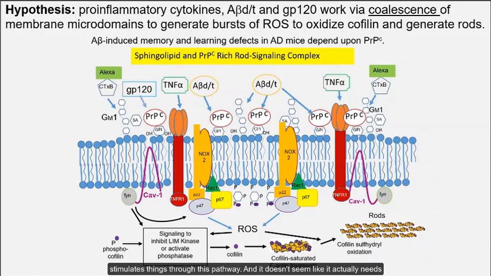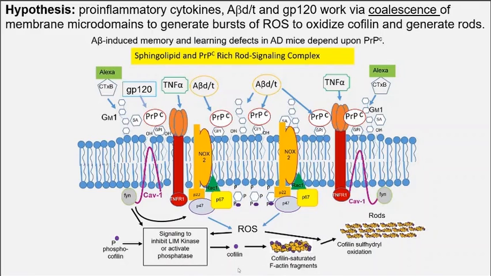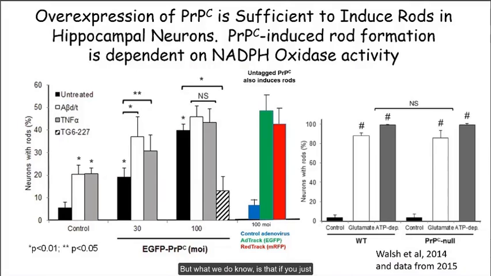And it doesn't seem like you actually need the TNF-alpha receptor for this to work. But are we 100% sure of that? Maybe not, maybe only 99%. But what we do know is that if you just overexpress prion protein, you generate spontaneous rods in neurons. So just increasing the amount of prion in the membrane seems to increase the sites where you get this reactive oxygen production, and then you get a lot more rod formation.